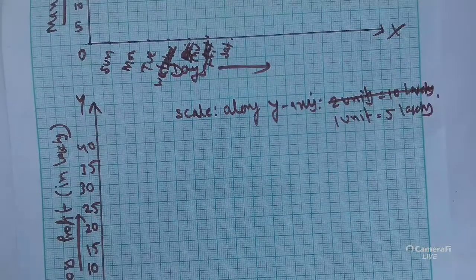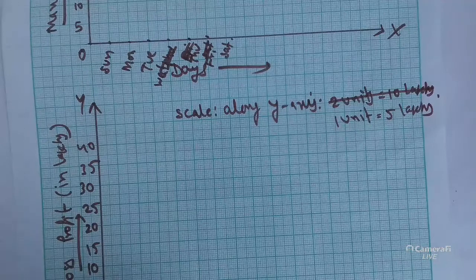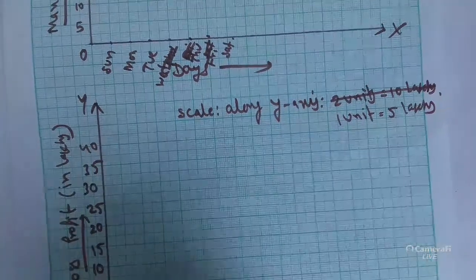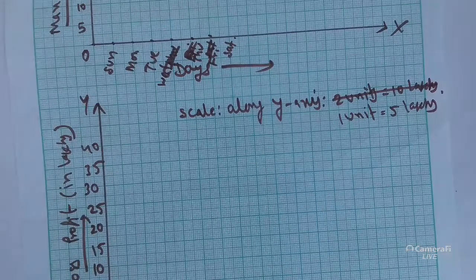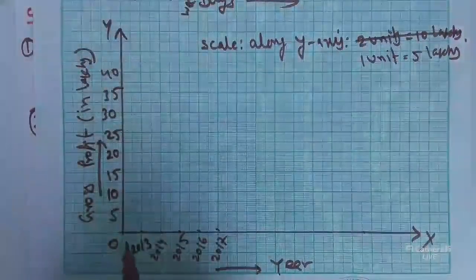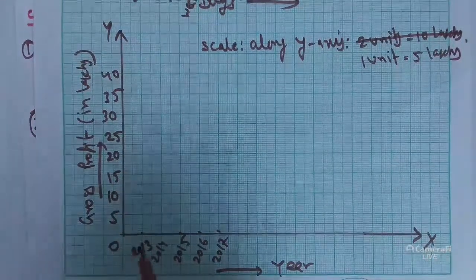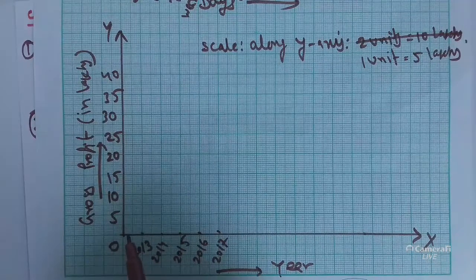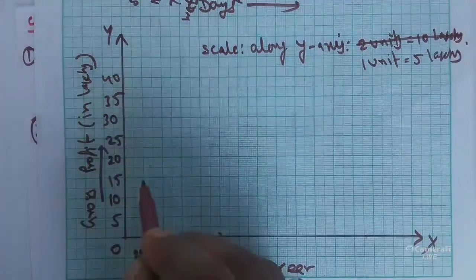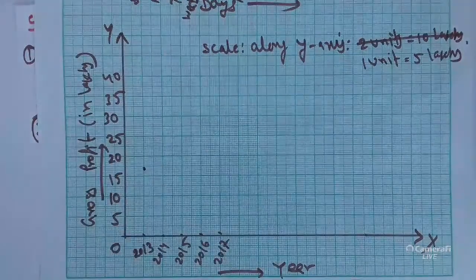Now first one is in 2013 the profit was 17 lakhs. So where is 17? So here concentrate, students. If 1 unit is equals to 5 lakhs, and this 1 unit has been divided into 10 equal parts, so that means 2 small lines, that means 1. So 17, where is 17? After 15, 4 lines we have to take. So this one is 17.